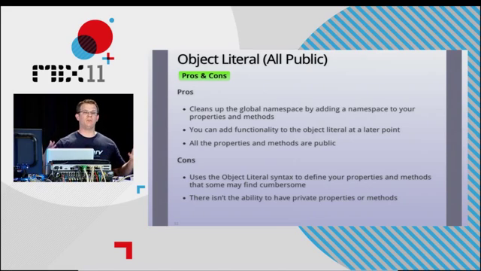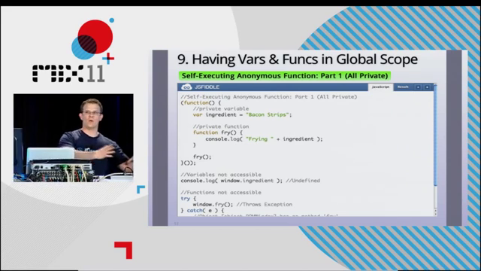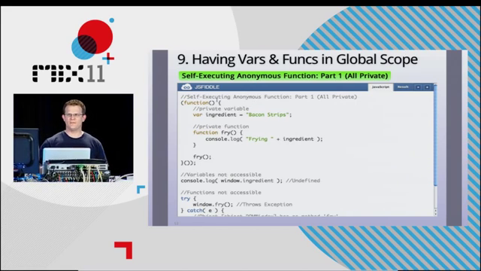Another con is everything's public. There are some things you might have that you don't want other people calling. In that case, there are some other alternatives, and this is one of them. So this is the other extreme. We were all public properties and functions, and now we're all private. So this is a technique. It's a very big term: self-executing anonymous function.